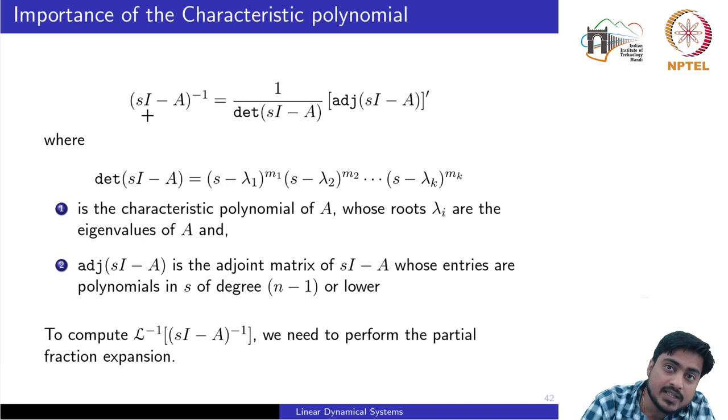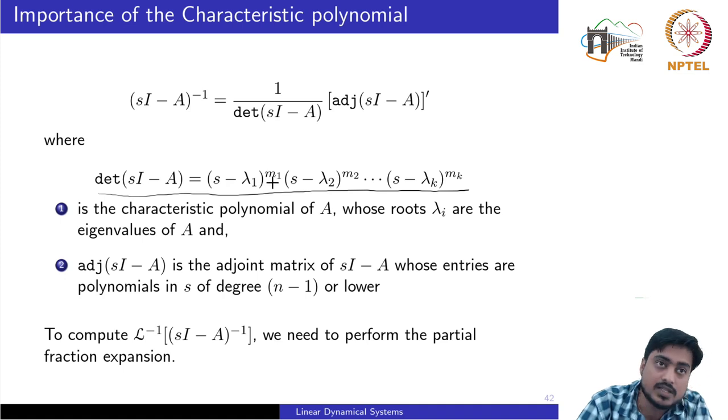So the inverse of sI minus A, I can write as the ratio of the transpose of the adjoint of sI minus A divided by the determinant of sI minus A. Now this determinant of sI minus A can be given by this one, where all these powers. What I have done here: if I take the determinant of sI minus A, first of all it would be a polynomial, right?